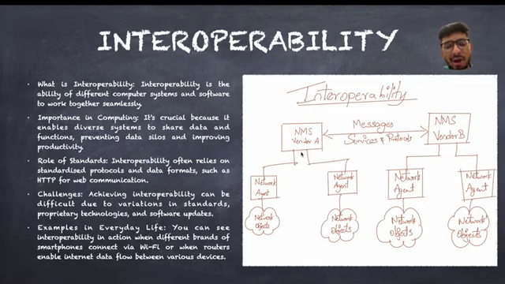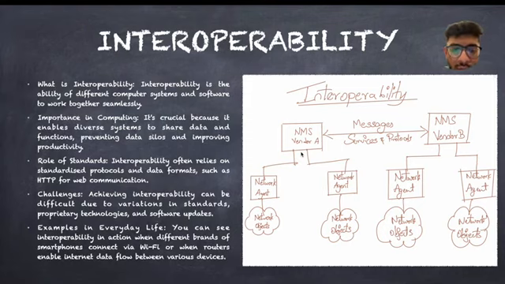So what importance does it have in computing? It is very crucial because it enables diverse systems to share data and functions, preventing data silos and improving productivity. Data silos means there will be no corruption of data, or there will be no barrier in both or many vendors. So that is what data silo means.